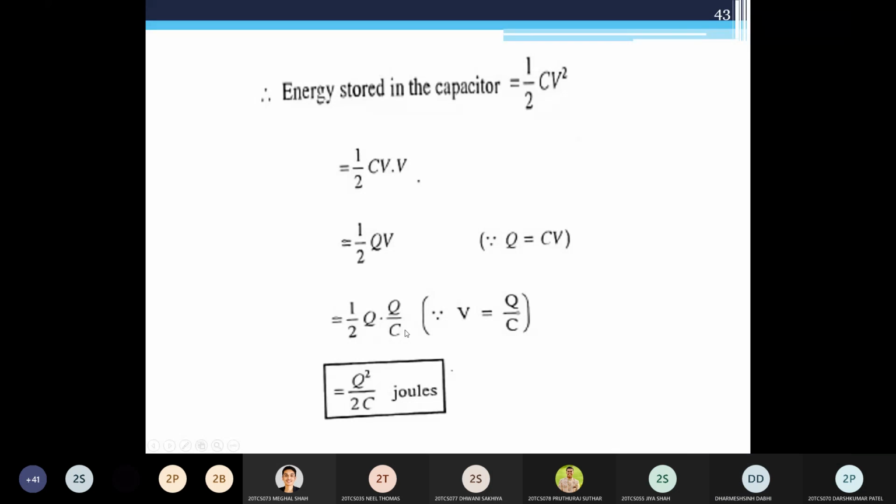Okay. Now, is this topic clear, the amount of energy stored in the capacitor? Clear to all of you? Is there any doubt in this derivation? Yes, sir.